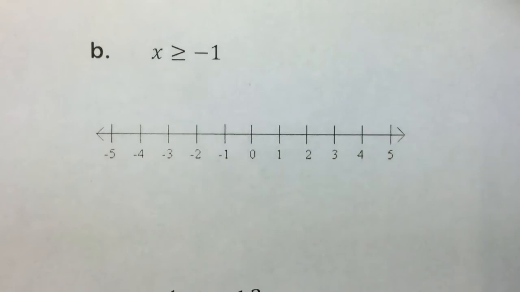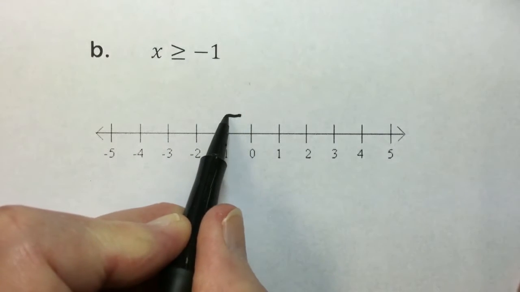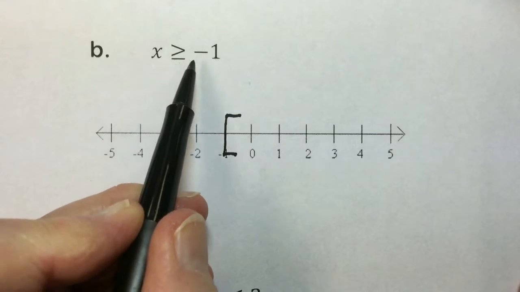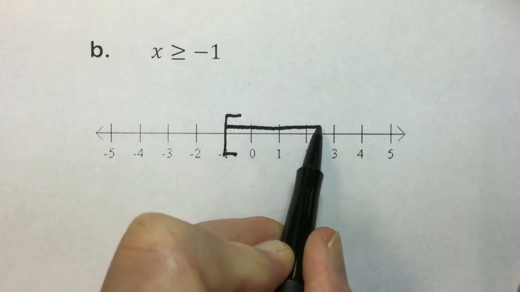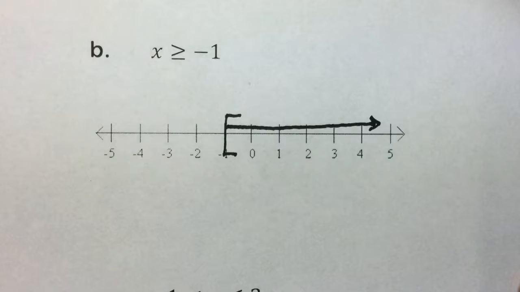In this next example, we have x is greater than or equal to -1. In this inequality, we are including -1 in our solution. To indicate that, we'll use a bracket, and we want all the x values that are greater than -1. So this time it'll be all the values to the right of our bracket, and an arrowhead to indicate that it continues infinitely towards positive infinity.